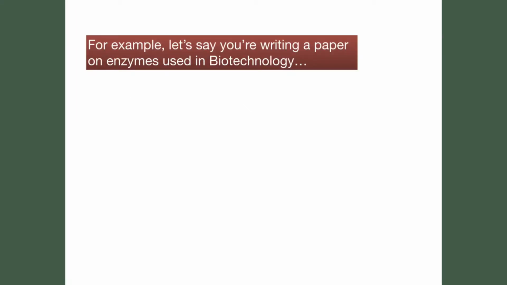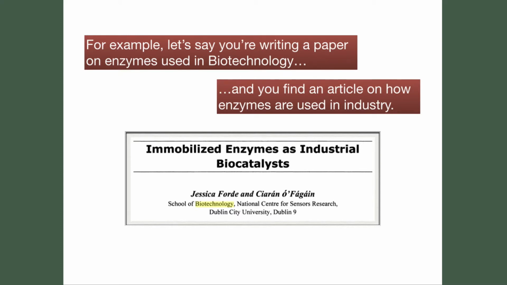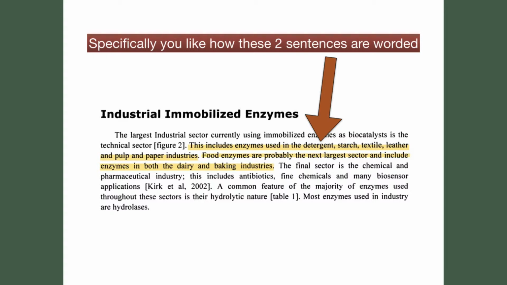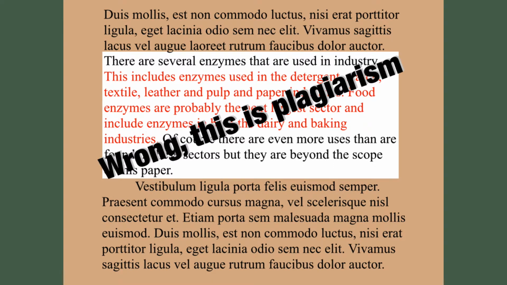In this example, you're writing a paper on enzymes, and you find several articles, but one of them seems particularly relevant to your paper. Here is the portion of the article that has the information you want to use. In particular, these two sentences. So you write your paper and include these two sentences word for word. Would that be okay? Nope. That is plagiarism. You stole the words of another person and have used them as if they were your own. This is stealing, and stealing is wrong. But of course you knew that.